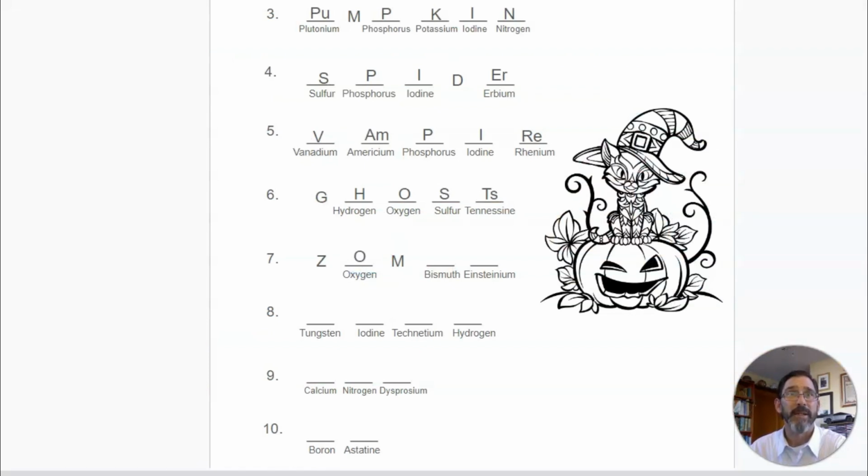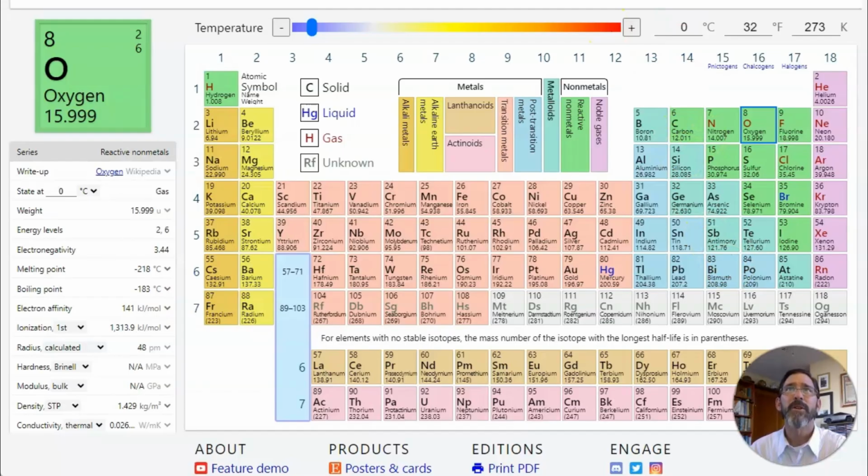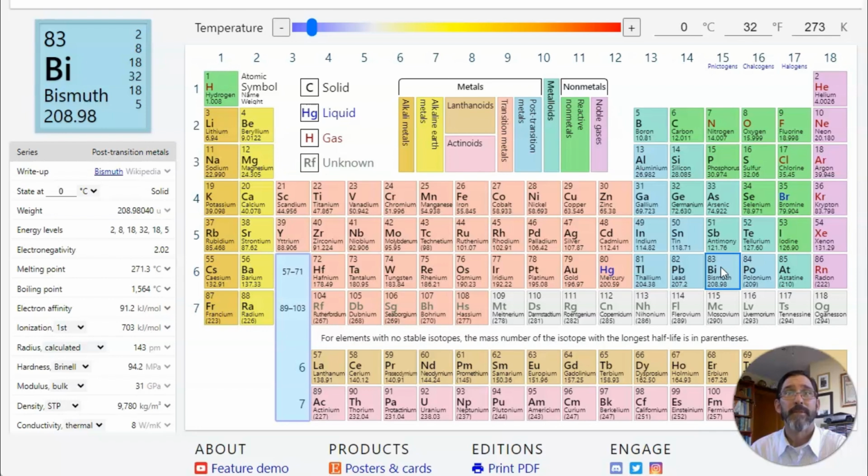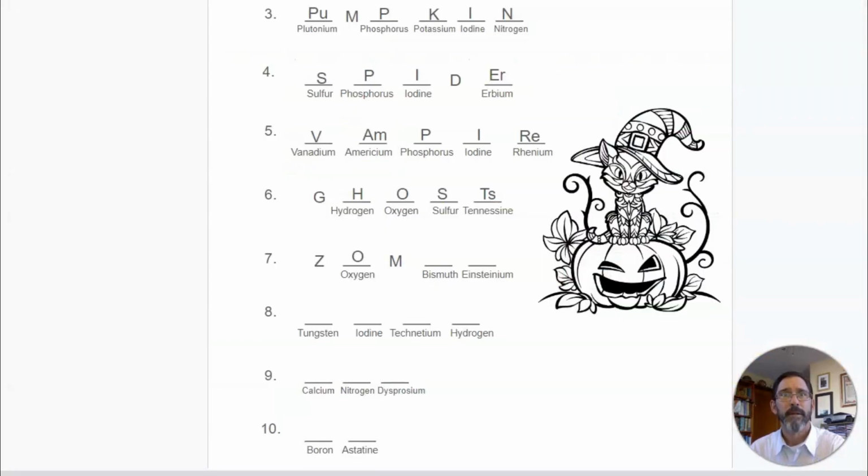The next elemental name for number 7 is bismuth. You can find bismuth at atomic number 83 in the post-transition metals. Its abbreviation is capital B, lowercase i. Place the capital B, lowercase i over bismuth.